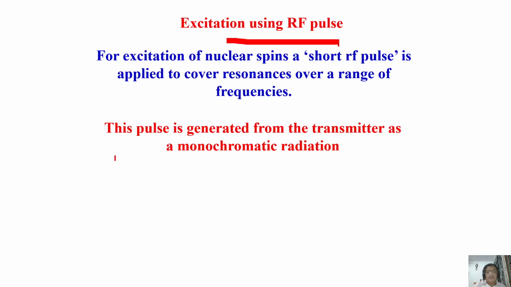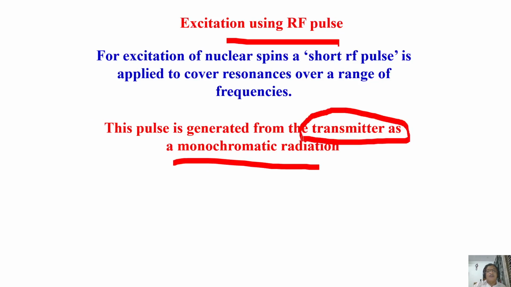It's a monochromatic radiation. The transmitter generates only one frequency. But what is happening in our spectrum? We have so many frequencies, so many peaks in the 0 to 10 ppm range. There may be 50 peaks. How do we excite them?